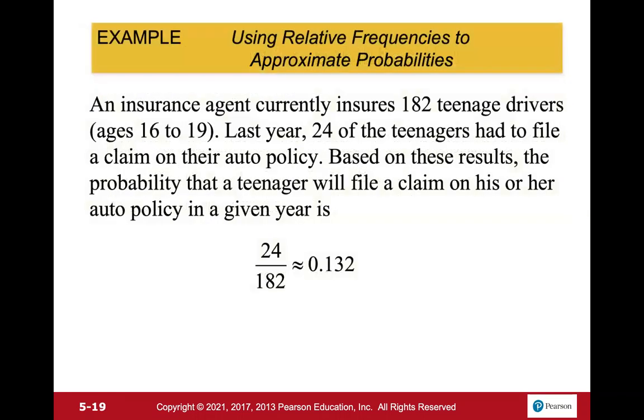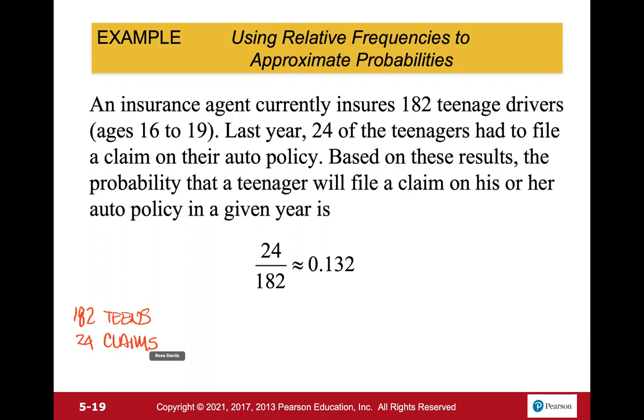All right, so looking at this, an insurance agent currently insures 182 teenagers, ages 16 to 19. Last year, 24 of the teenagers had to file a claim on their auto policy. Based on these results, the probability that a teenager will file a claim on his or her auto policy in a given year is that. So looking at these numbers, let me just write this down. Currently insured, we have 182 teens, teen drivers ages 16 to 19. Last year, 24 of the teenagers had to file a claim. So 24 claims.